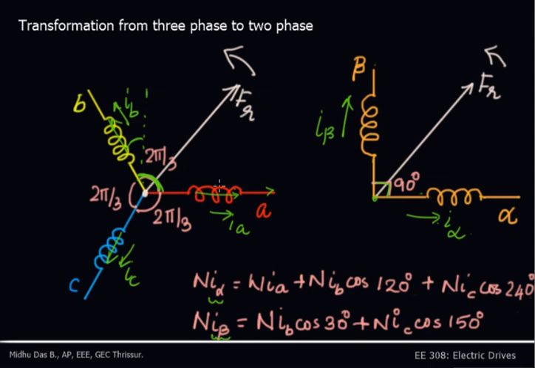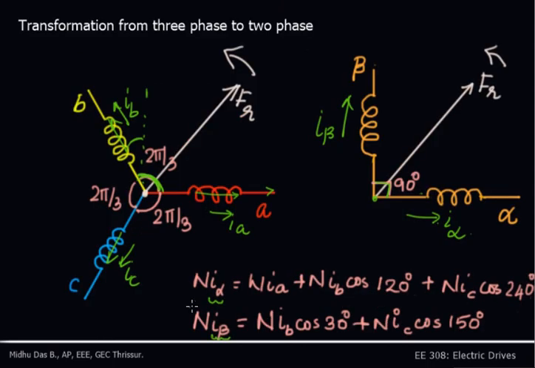What is the component of NIA? It is already along the horizontal direction, so its component along beta direction is 0, and NIC, this angle will be 30 plus 120, that is 150 degree. So NI beta will be equal to NIB cos 30 plus NIC cos 150 degree.